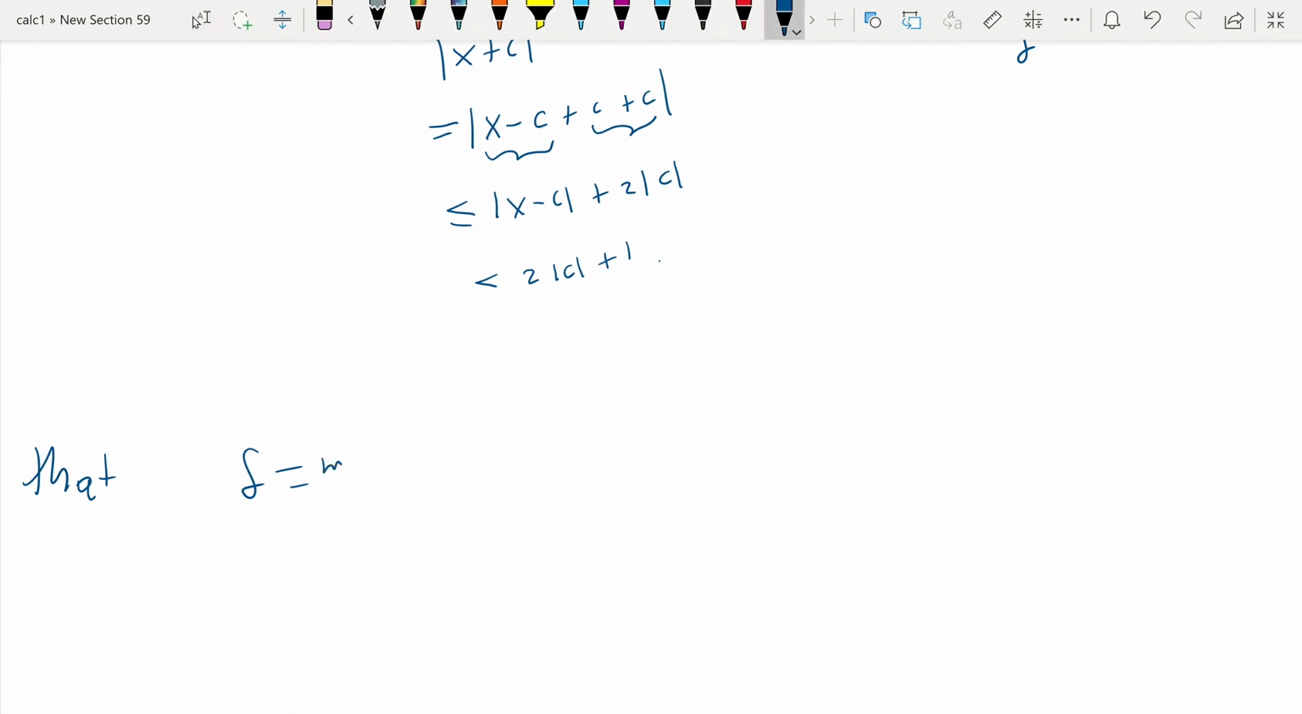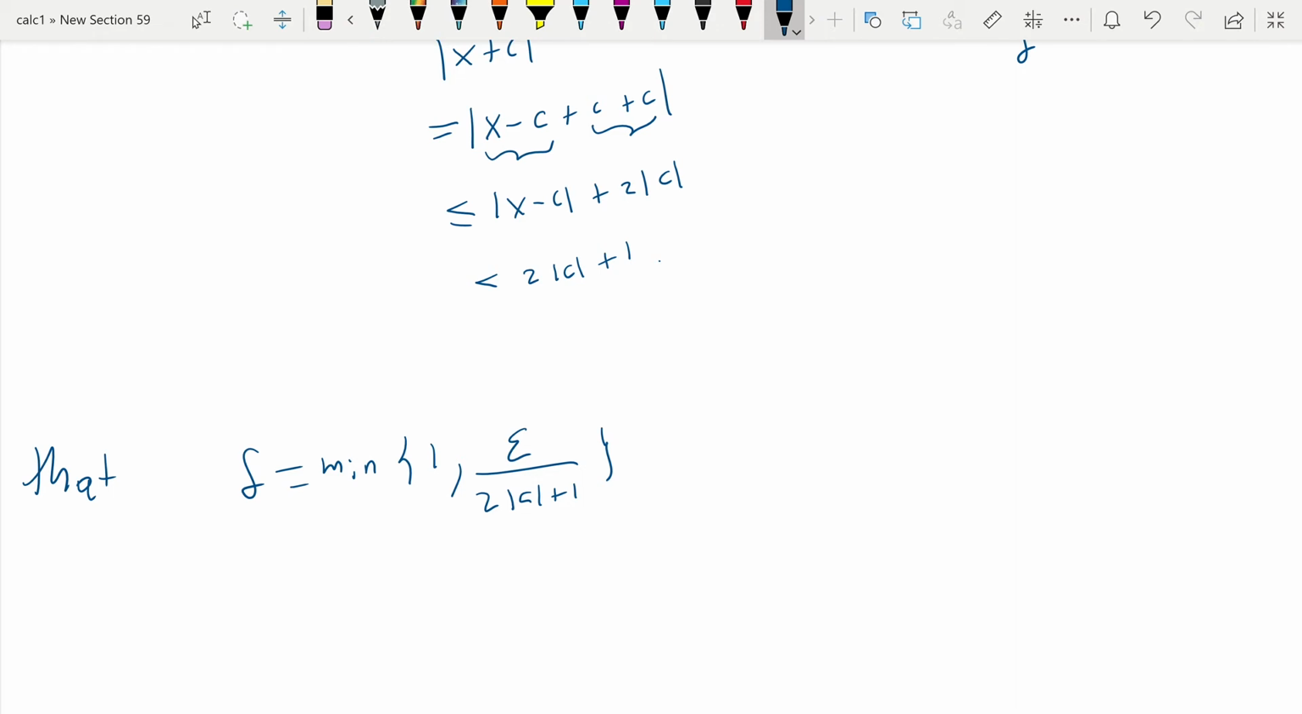So this is going to be the min between 1 and epsilon over 2 times the absolute value of c plus 1. Okay. So this is how you proceed.